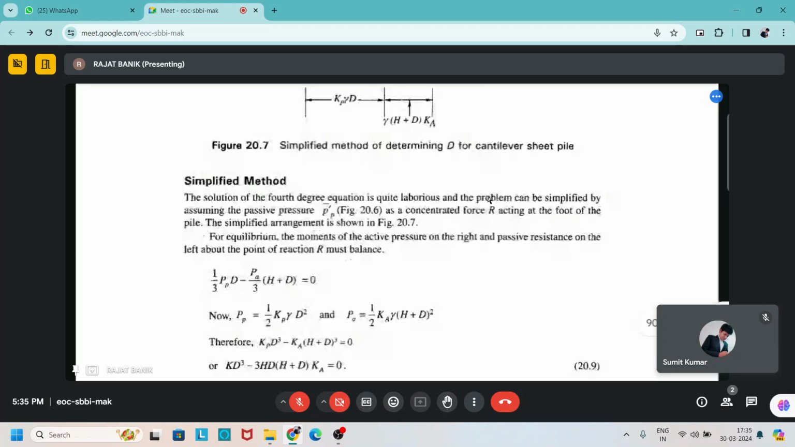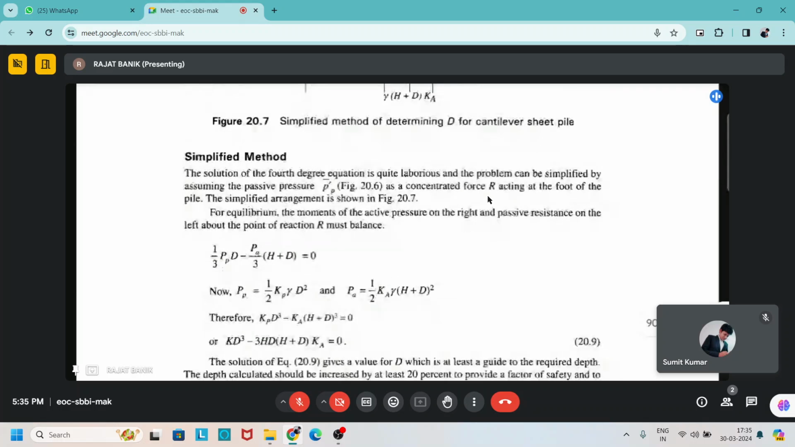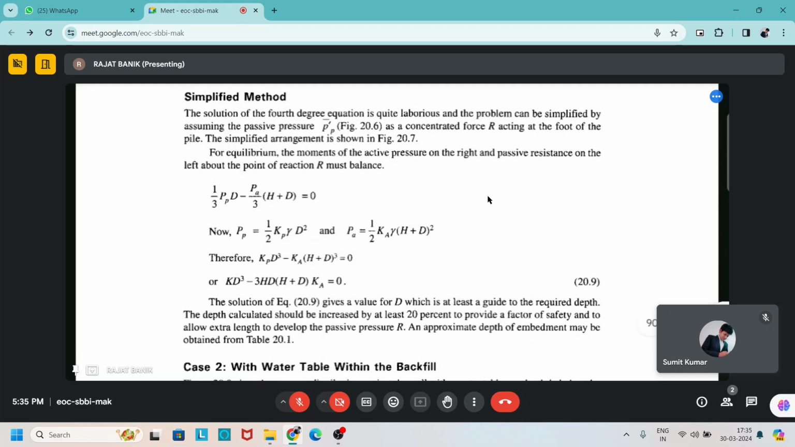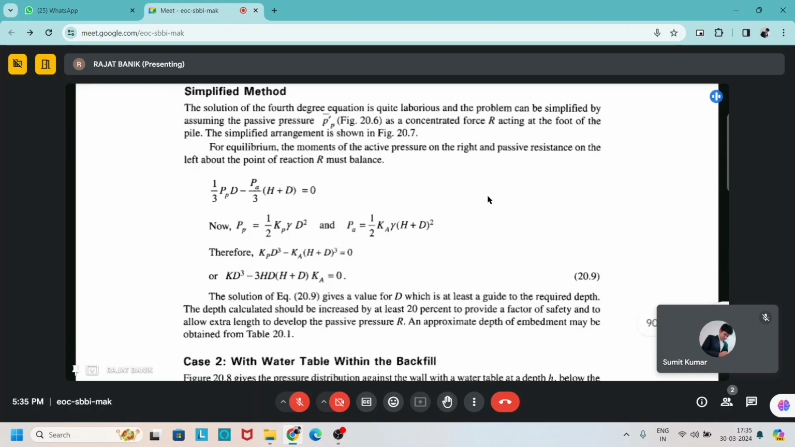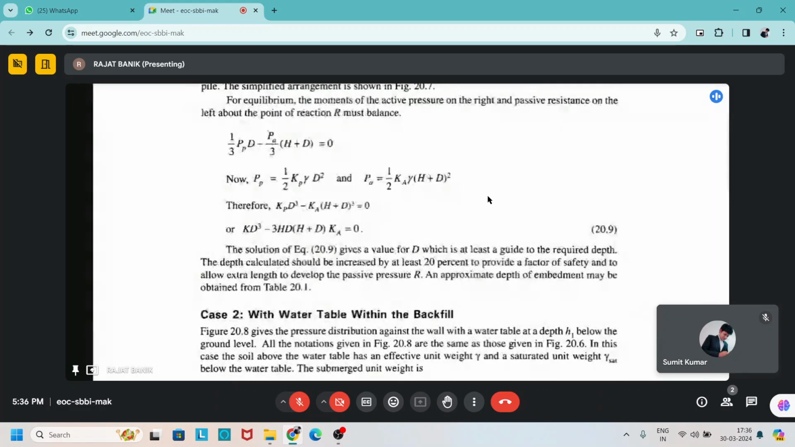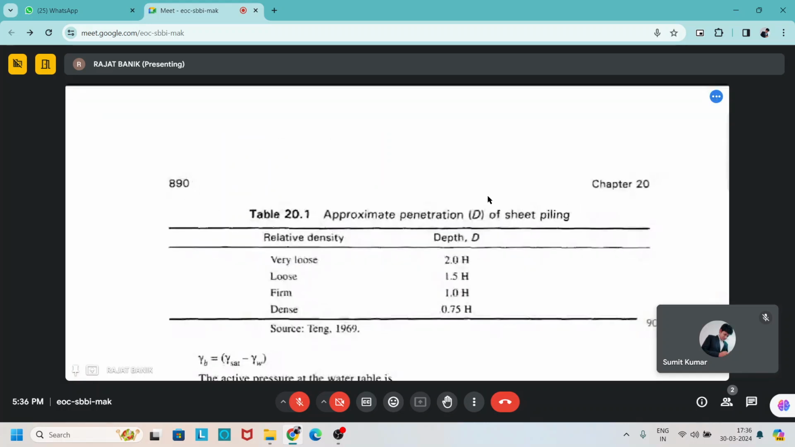Then 1/3 of PP bar is equal to PA by 3 whole into (H plus D) is equal to 0, and we get the PP, and we get the equation and find the depth D, which is at least a guide to the required depth. The depth calculated should be increased by at least 20% to provide a factor of safety and to allow extra length to develop the passive pressure R. An approximate depth of embedment may be obtained from Table 20.1. You can see it.